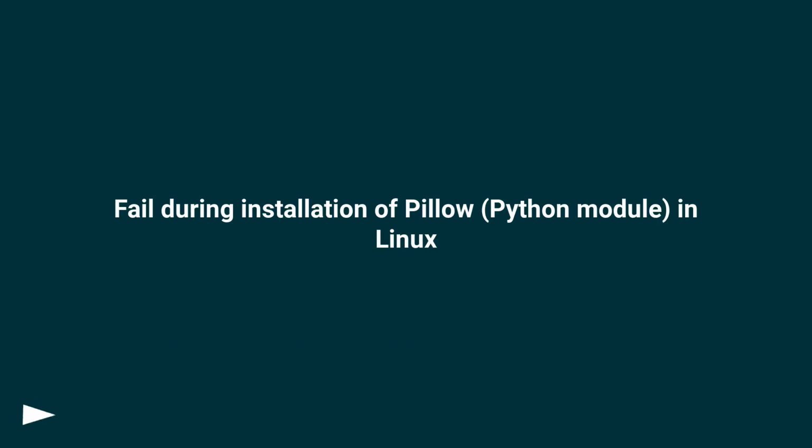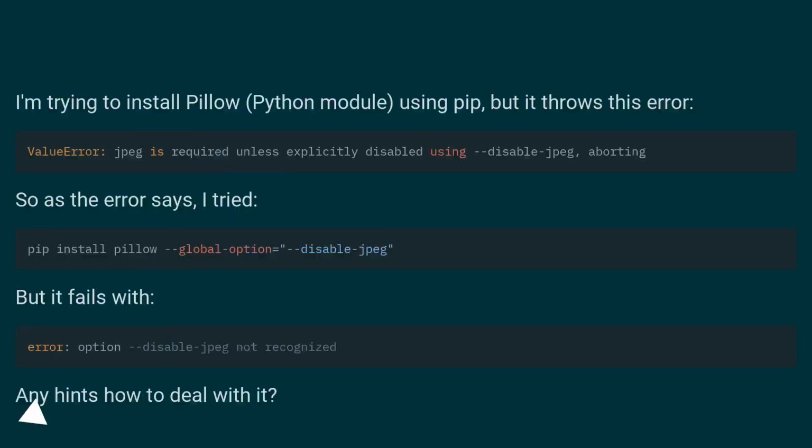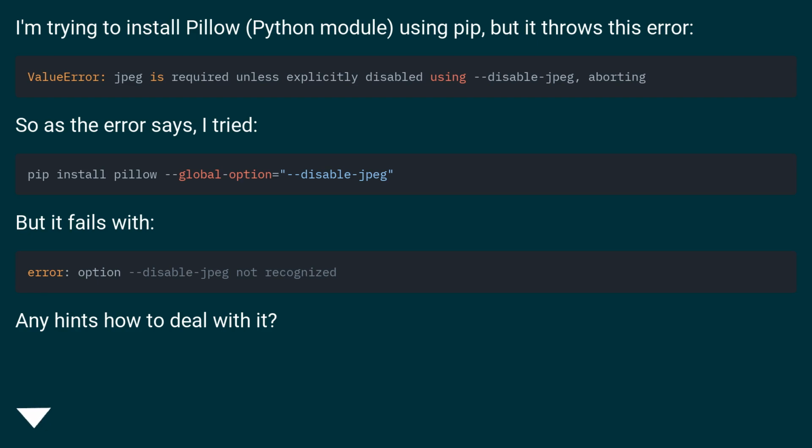Failed during installation of Pillow, Python module, in Linux. I'm trying to install Pillow, Python module, using pip, but it throws this error. So as the error says, I tried. But it fails with. Any hints how to deal with it?